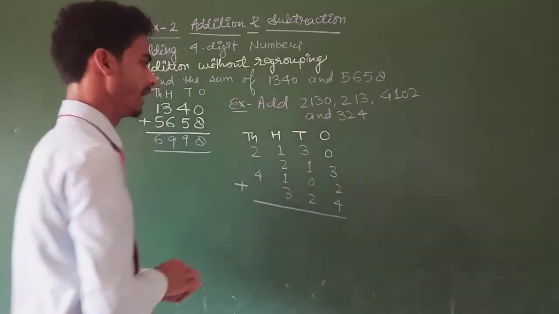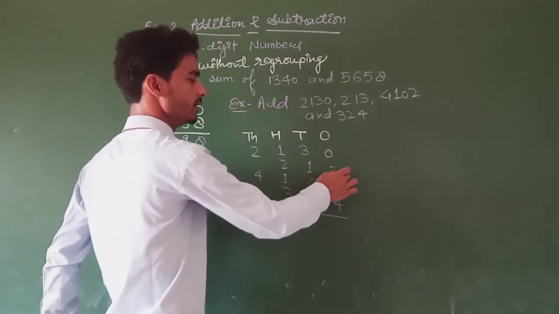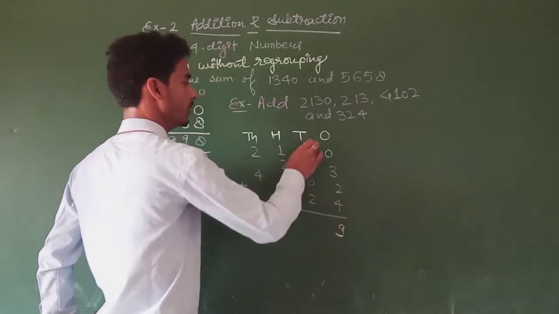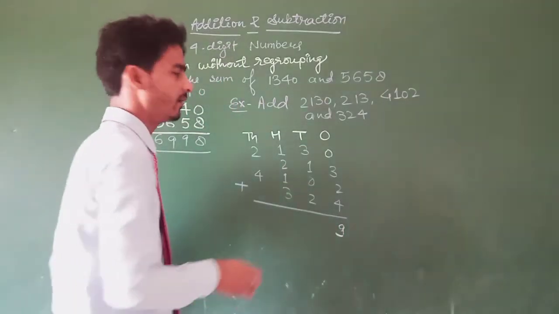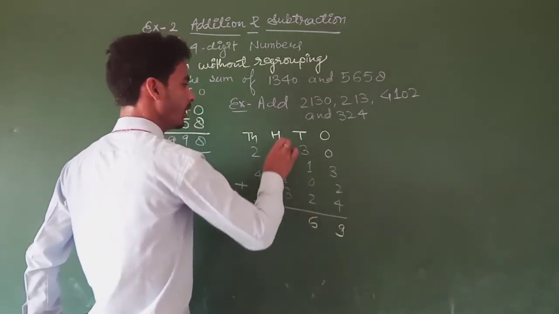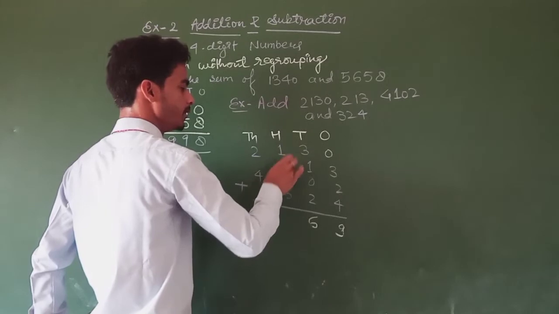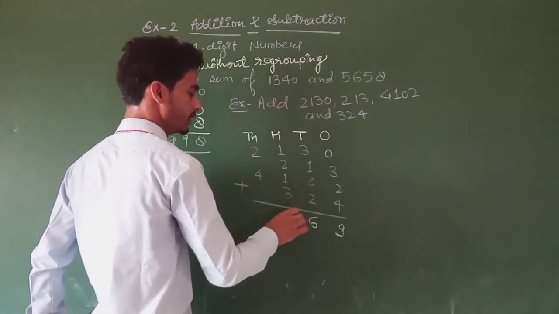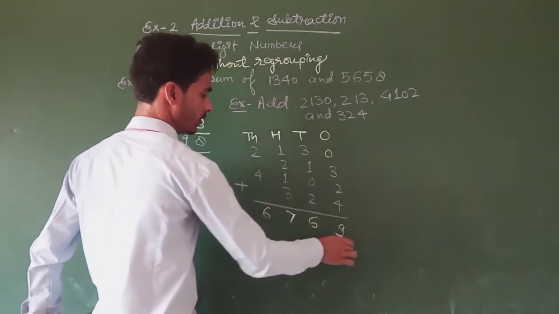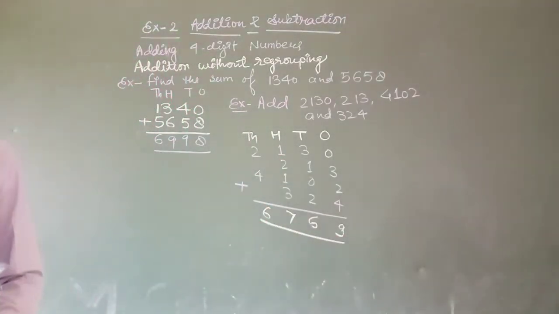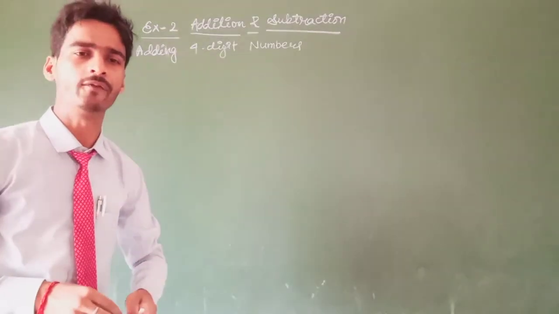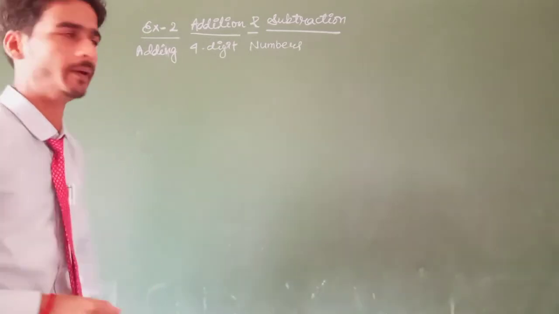In this case, first add the ones: 0 ones plus 3 ones is 3 ones, 3 plus 2 is 5 ones, and 5 plus 4 is 9 ones. Now in step 2, add the tens: 3 tens plus 1 ten is 4 tens, 4 plus 2 is 6 tens. Now add the hundreds: 100 plus 200 is 300, 300 plus 400 is 700. Now add the thousands: 2000 plus 4000 is 6000. So the sum is 6769.